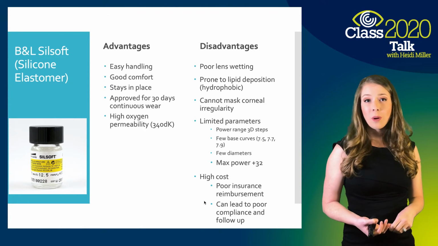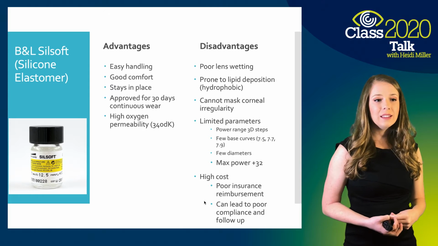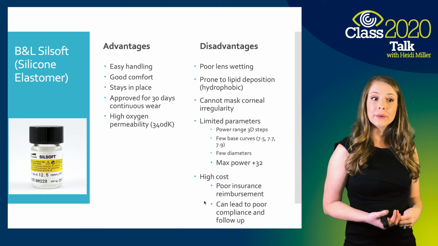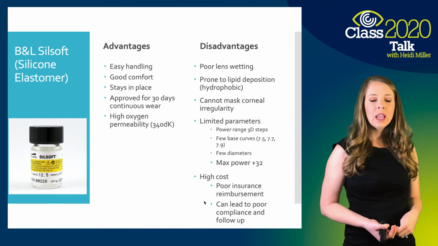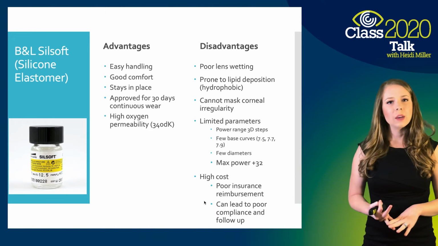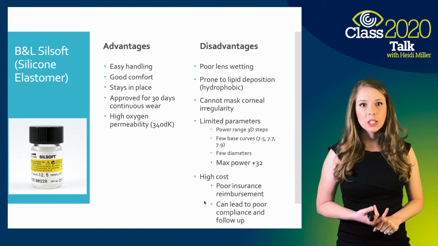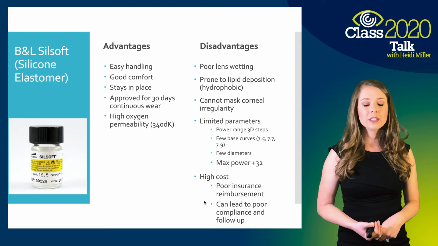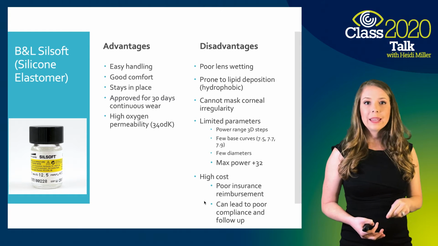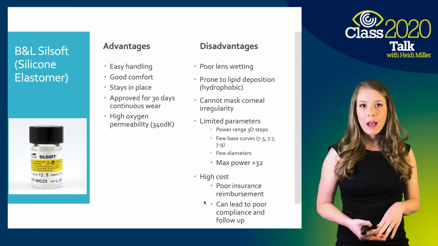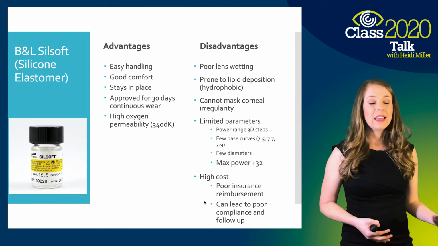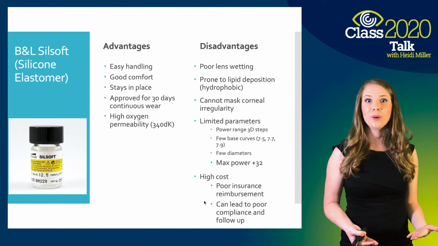You're going to get some poor lens wetting as well with this lens. And again, with a soft lens, it's difficult to mask corneal irregularities because it's a soft lens. One of the biggest things that I think we don't think about with CLASS2020 initially when we're selecting this lens is that it is limited on parameters. And so it's really important from the get-go to think about that when you're fitting a patient, because you don't want to start with a lens and then hit a roadblock with parameter changes.